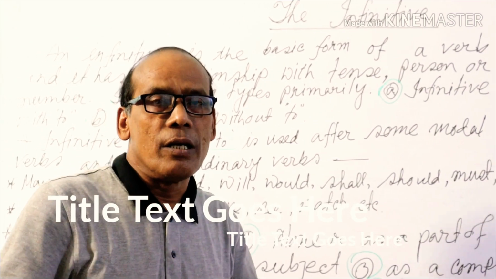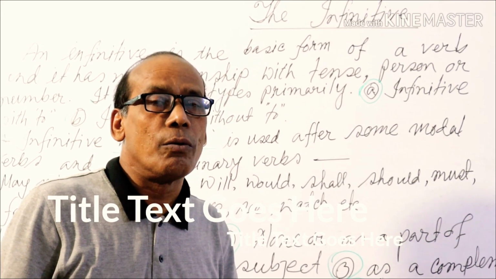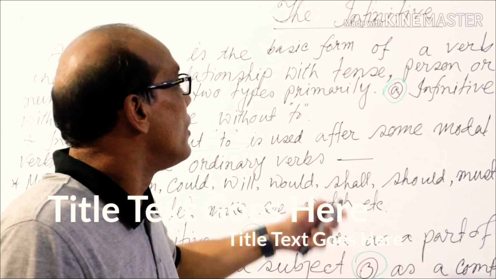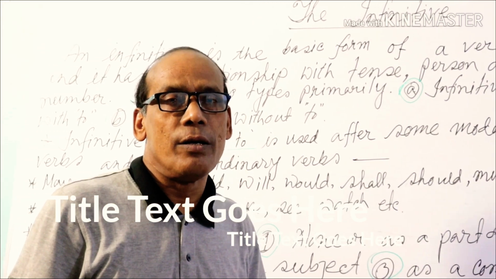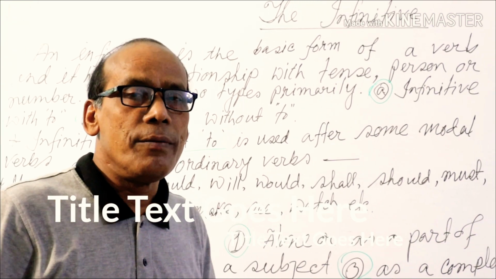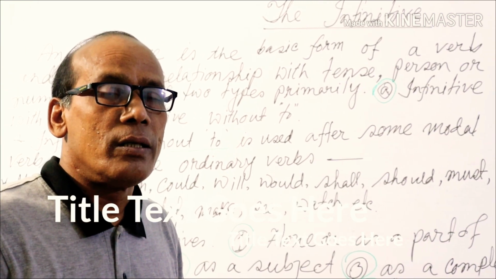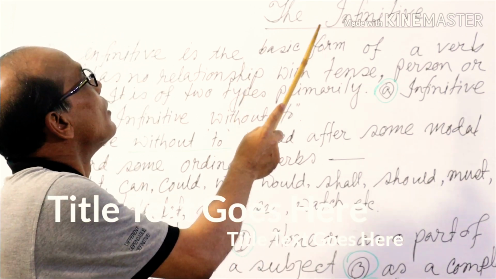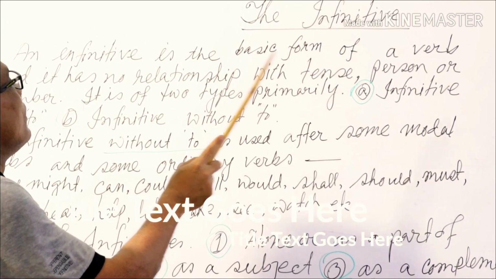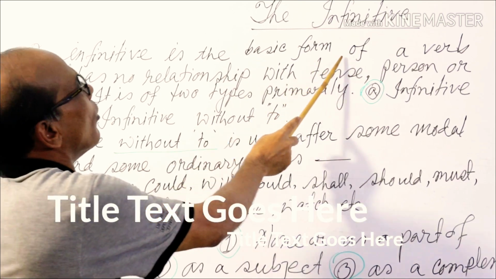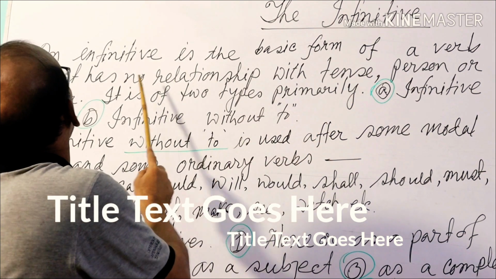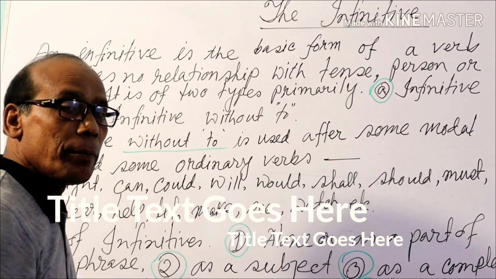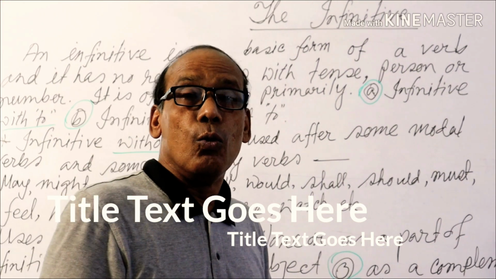And infinitive is one of the non-finite verbs. We know non-finite verb is of three types: infinitive, gerund, and participle. Today I'll discuss the infinitive. Infinitive is the basic form of a verb, the present form, and the verb has no relationship with the tense, person or number.